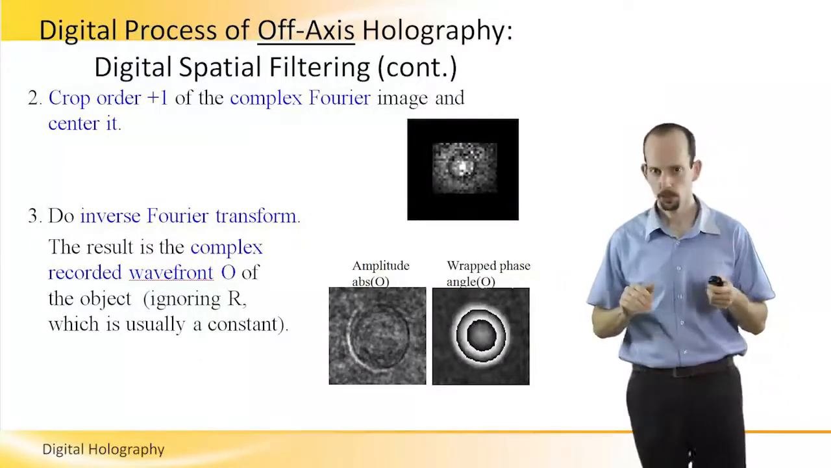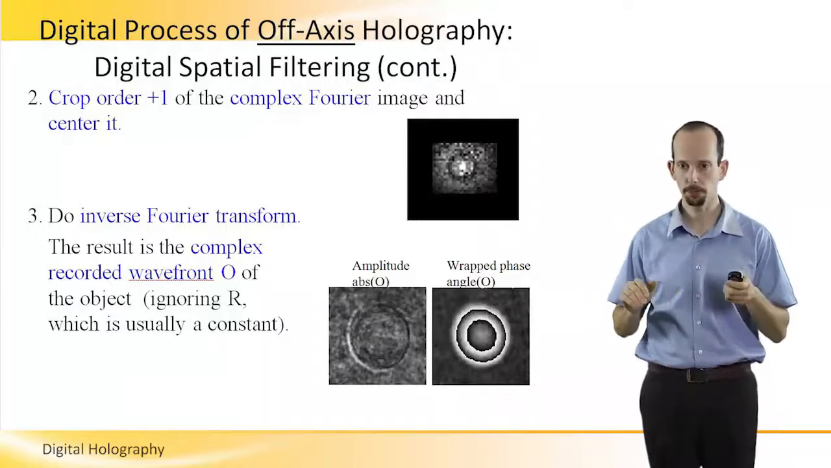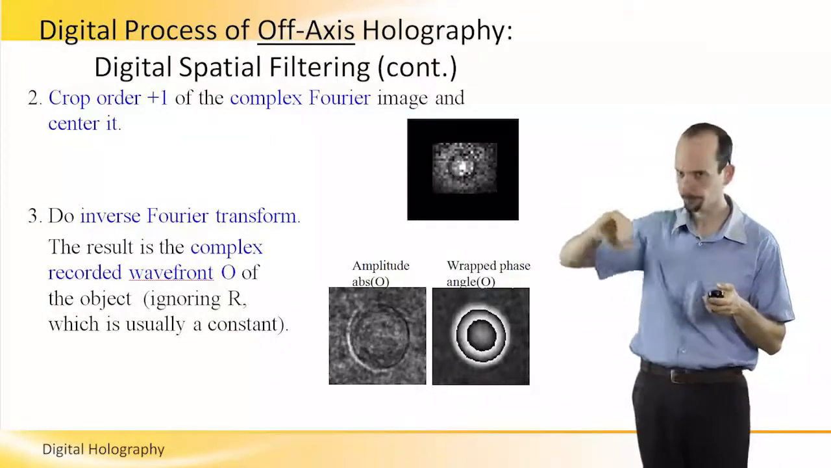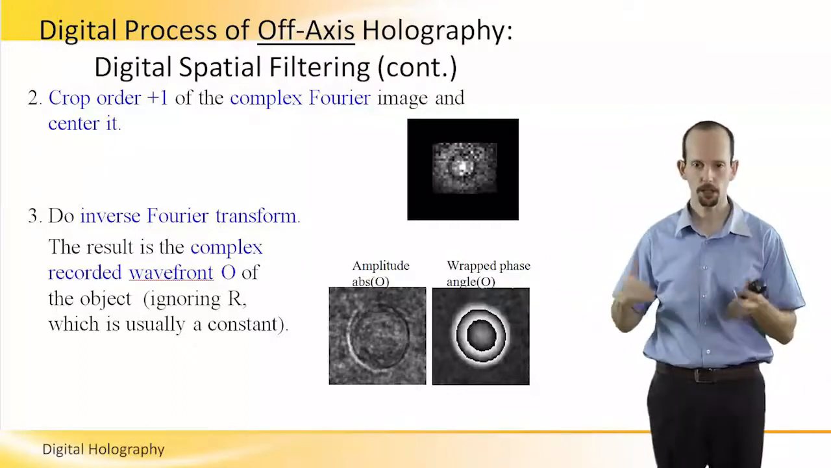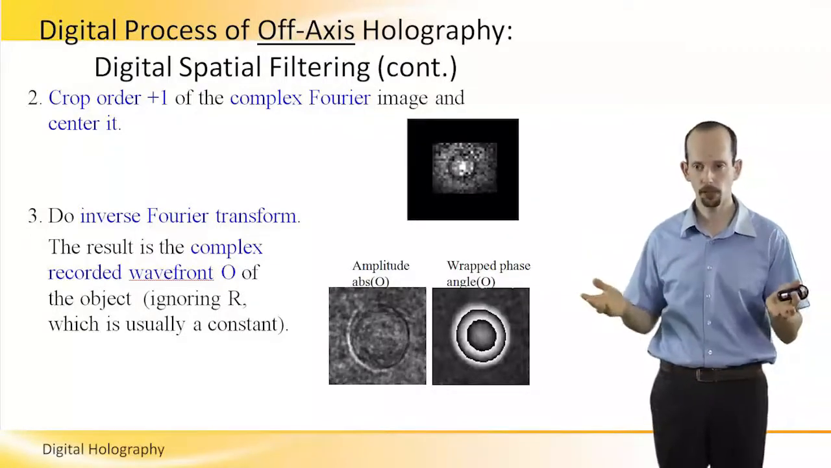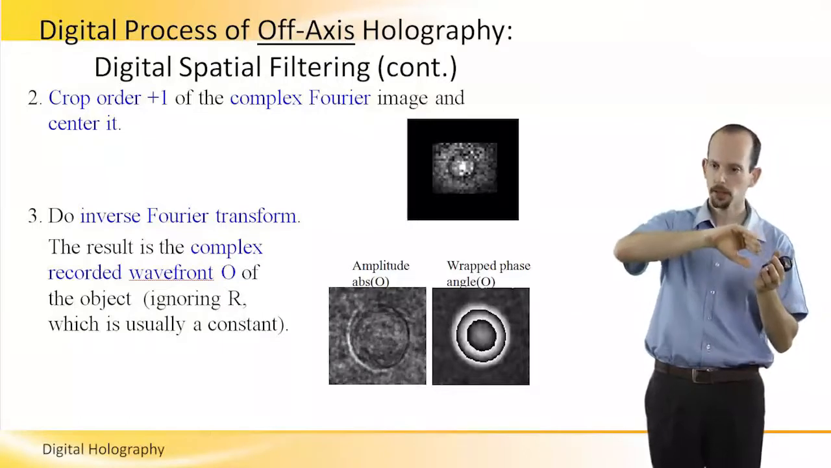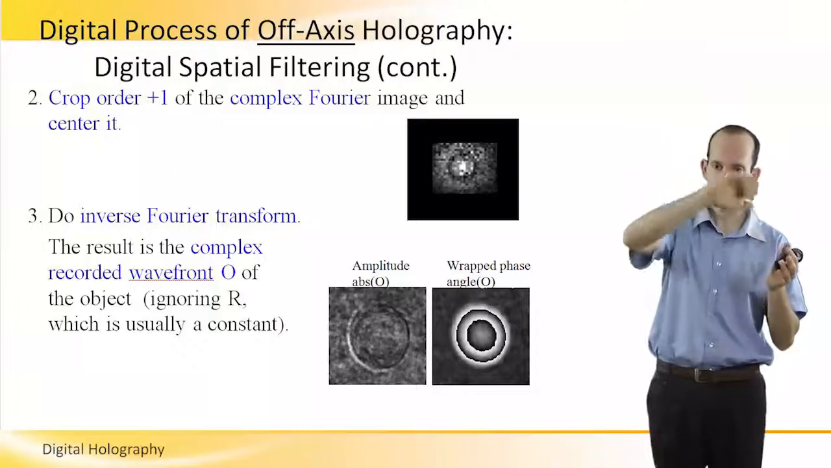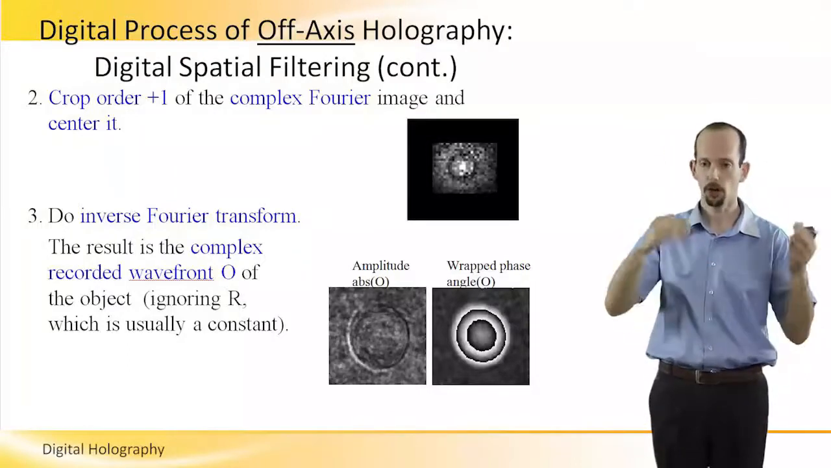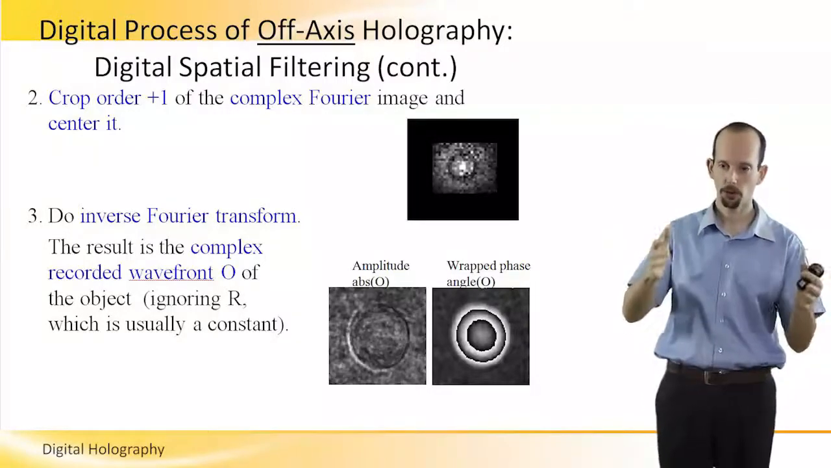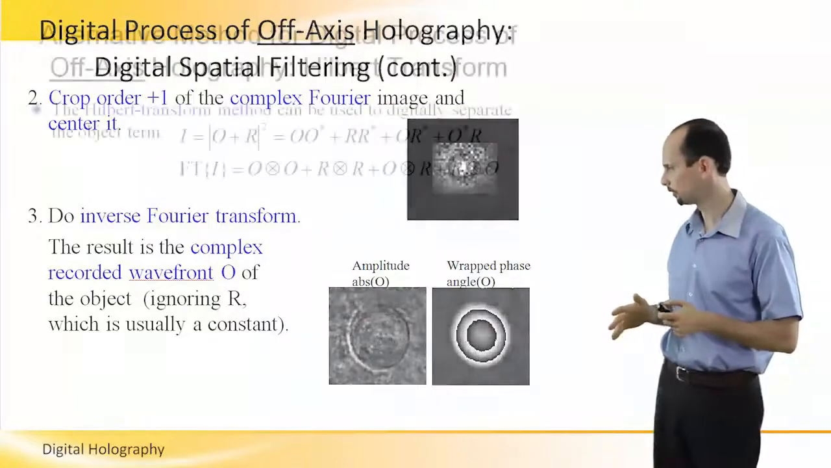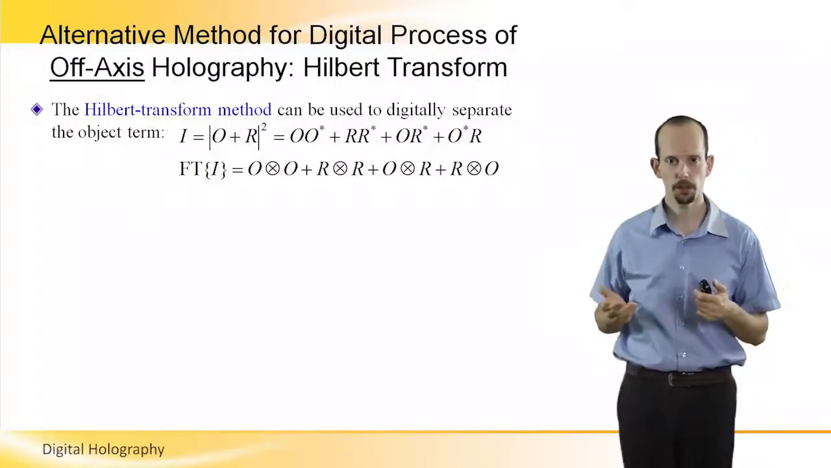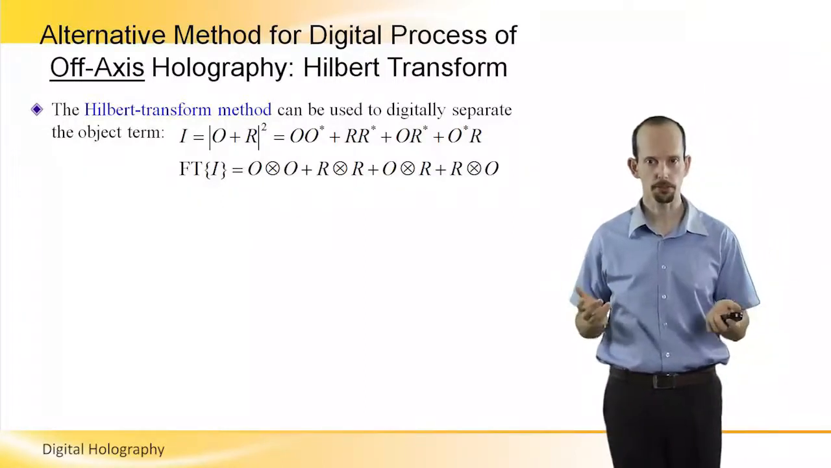The phase usually has unwrapping problems, which actually means that the phase jumps like that. And then I can use a digital unwrapping algorithm in order to correct these jumps and get the 3D image or the optical thickness image of the object. An alternative method for this digital process is using the Hilbert Transform.